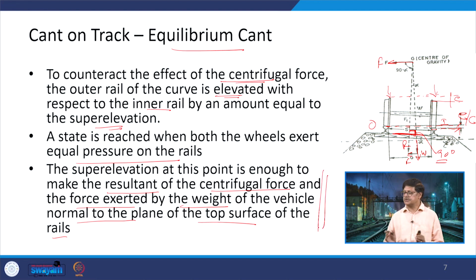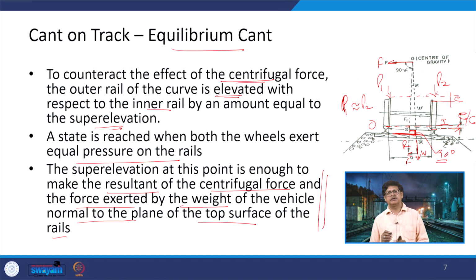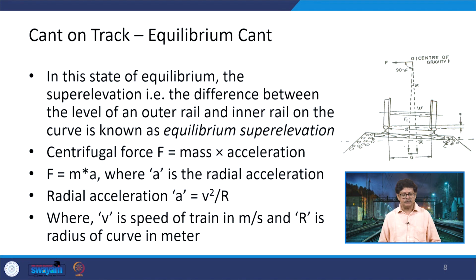So, the situation has come when you have been raising the outer rail, the loads which are coming there as P1 and P2 have become more or less equal to each other, and at the same time the resultant becomes normal to the level at which the rails are being placed. In this state of equilibrium, the superelevation, the difference between the level of the outer rail and the inner rail, is termed the equilibrium superelevation.